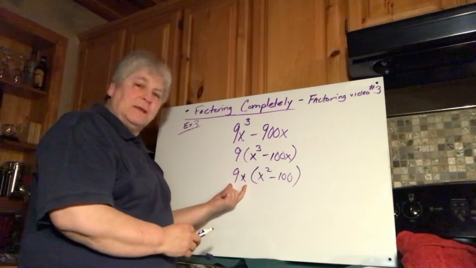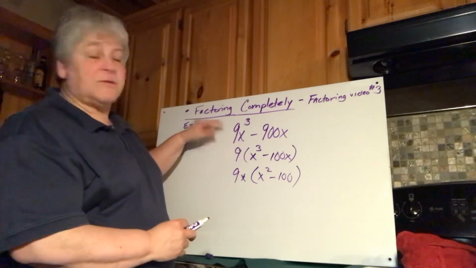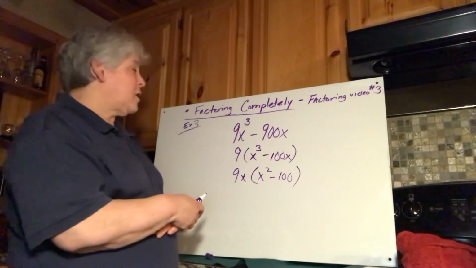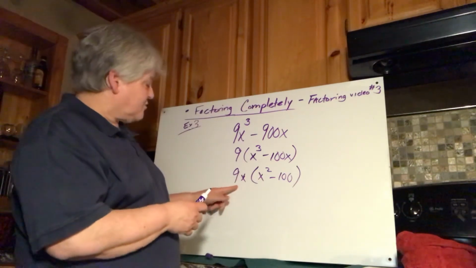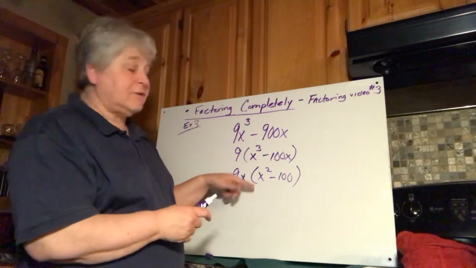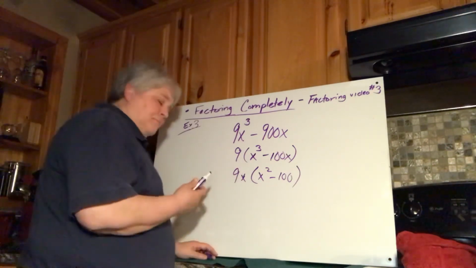So you see how you end up with a 9x out front, just as if we had noticed from the beginning that there was a 9 and an x, both common to each term. So the 9 and the x will rejoin each other out in front, even if you have to do it in a couple of stages. So, and we're done here, or no?